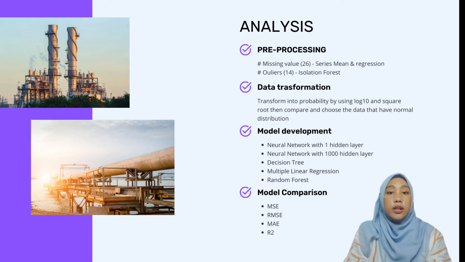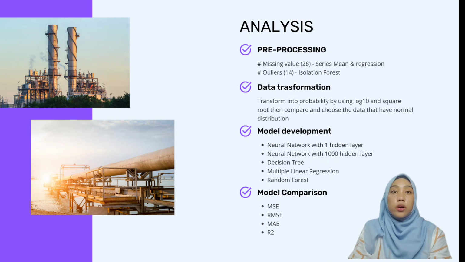Next, in the model development, we use 5 different predictive models to do the prediction for this dataset. We use neural network with 1 hidden layer, neural network with 1000 hidden layers, decision tree, multiple linear regression, and random forest by using SPSS and Orange.